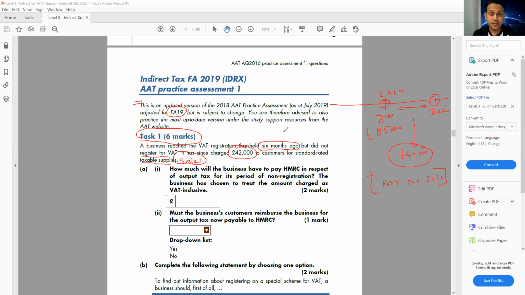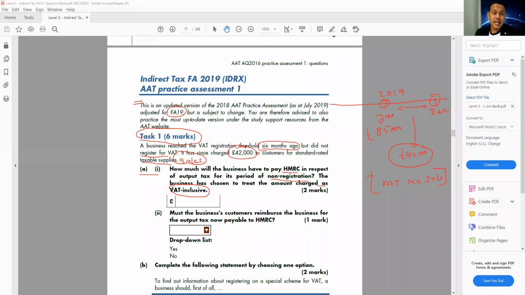So you need to pay the VAT from the net. HMRC will consider this is a VAT included, gross sale, so you have to pay the VAT from that amount. So how do we calculate that? Let's have a look at the requirement. The requirement here is how much will the business have to pay HMRC in respect of the output tax for the period of non-registration? The business has chosen to treat the amount charged as VAT inclusive.